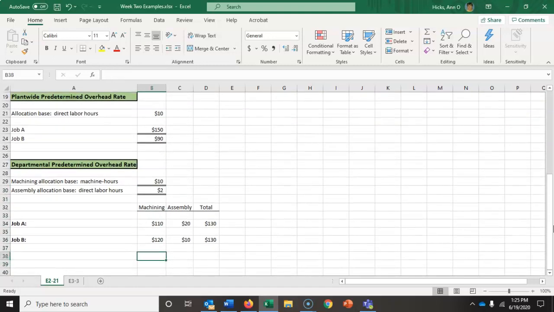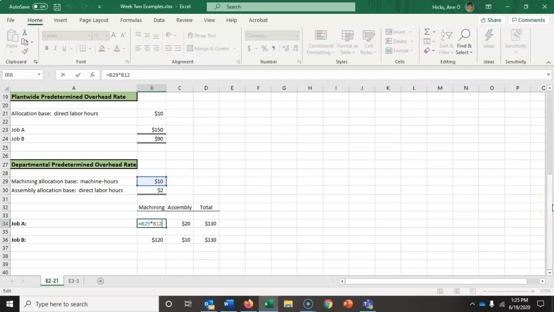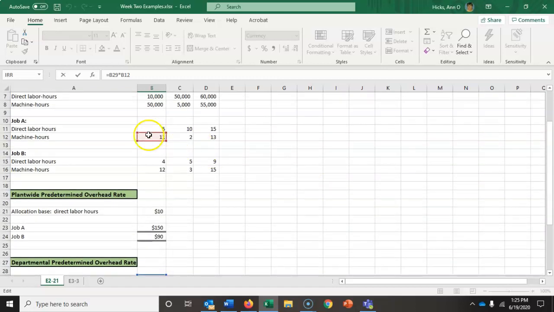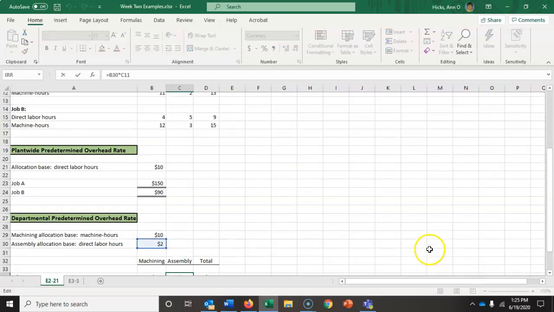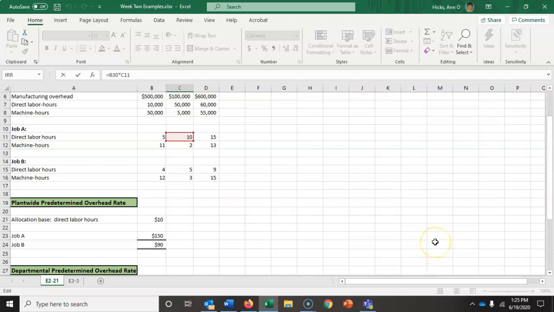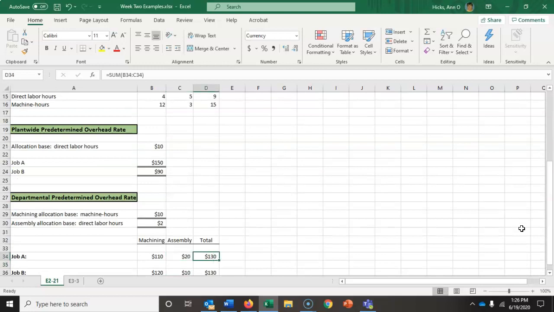Then to calculate each job, we'll have to do 2 different calculations, one for the machining department and one for the assembly department. So for the machining department, job A, we're going to take the $10 predetermined overhead rate, multiply it by the 11 machine hours incurred on job A. Then we'll go to the assembly department, take the $2 predetermined overhead rate, multiply it by the 10 direct labor hours incurred on job A, come up with $20 for a grand total of manufacturing overhead applied of $130.